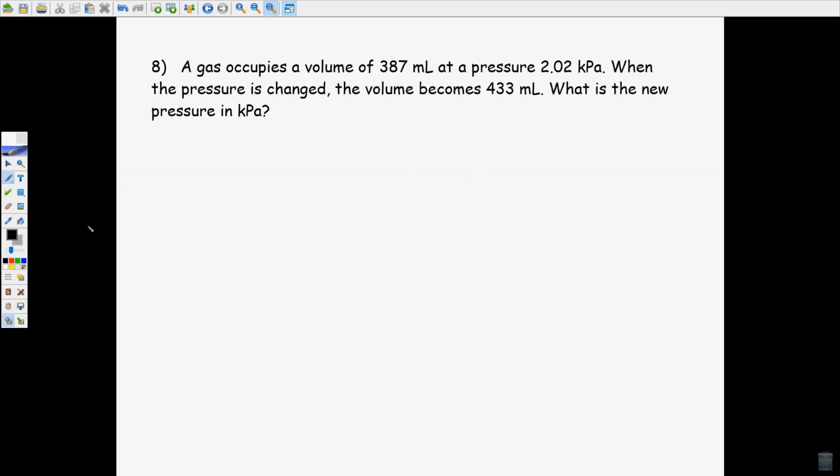Let's look at the next problem. We're going to start out with P1V1 equals P2V2. Again, we're going to be looking for that initial set of conditions when we start out the problem. It says a gas occupies a volume of 387 milliliters, so that's going to be my V1, at a pressure of 2.02 kilopascals. So again, that kilopascals is a unit of pressure. So let's plug that in as our P1 and our V1.